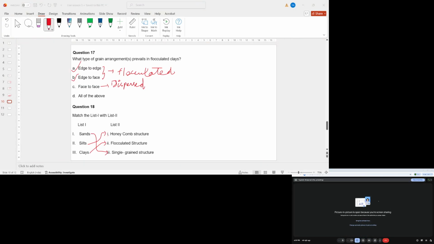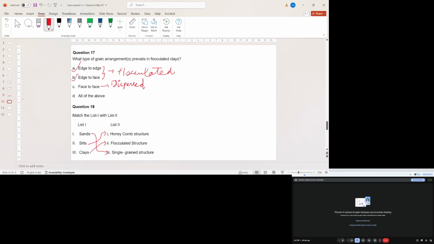Since there was a connectivity issue, coming back to question 17: what type of grain arrangement prevails in flocculated clays? It is edge to edge. As I discussed earlier, edge to edge and edge to face are for flocculated, and option C, face to face, is for dispersed. These diagrams we have seen in the earlier slide.